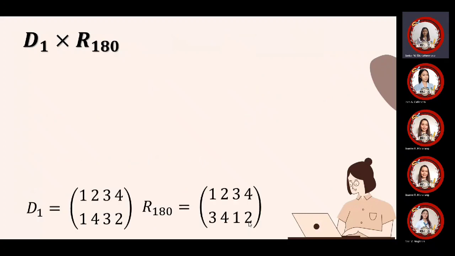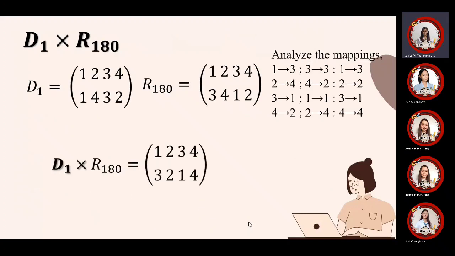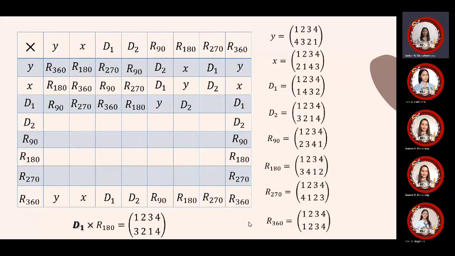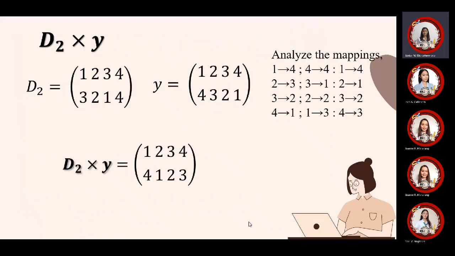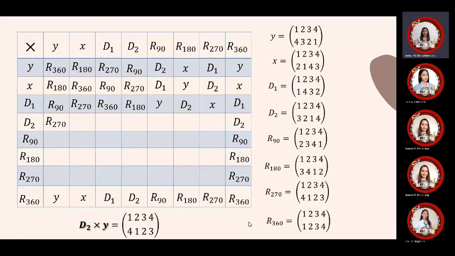Next, we have D1 multiplied by R180, which is 1 maps to 3, 2 maps to 2, 3 maps to 1, and 4 maps to 4, which is also our D2. So we are missing X, so I just placed X. Next, we have D2 multiplied by x. So we have 1 maps to 4, 2 maps to 1, 3 maps to 2, 4 maps to 3, which is also our R270.